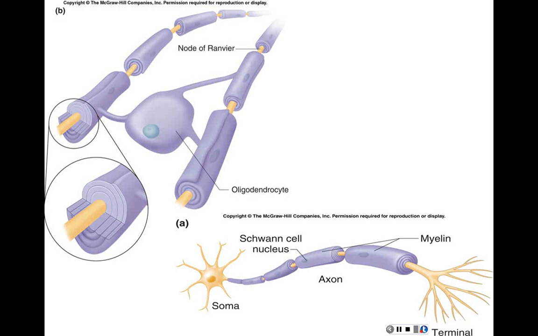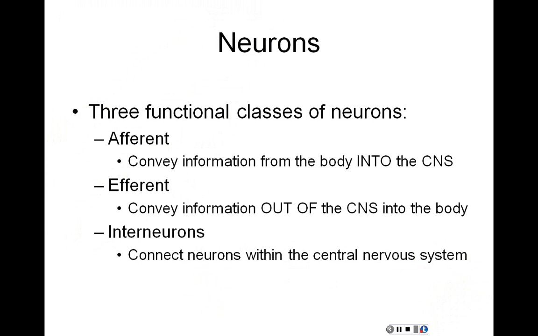And here's a picture. We have the oligodendrocyte. Notice that that must be in the central nervous system. And one oligodendrocyte can myelinate more than one axon or more than one spot on an axon at a time. In the peripheral nervous system, you have the Schwann cell. Now, the Schwann cell actually wraps itself around and acts as the myelin. Okay, so this is the Schwann cell and the myelin, unlike in the central nervous system where the oligodendrocyte is responsible.